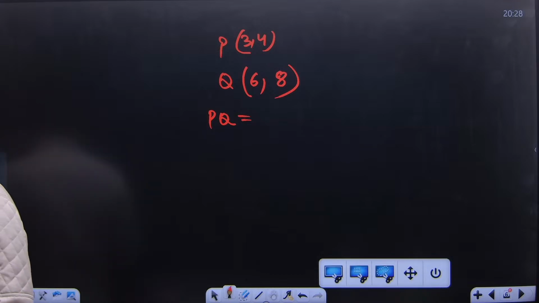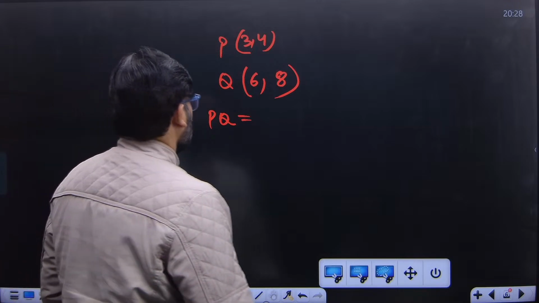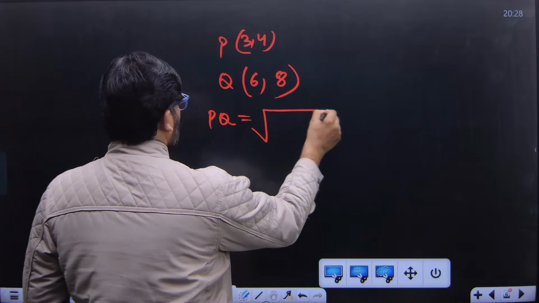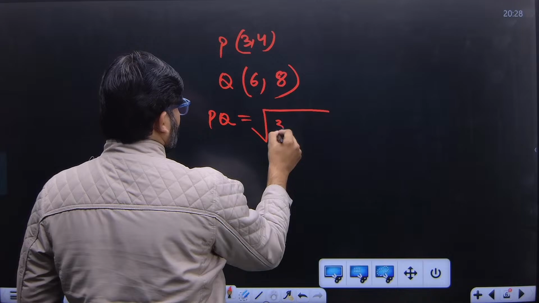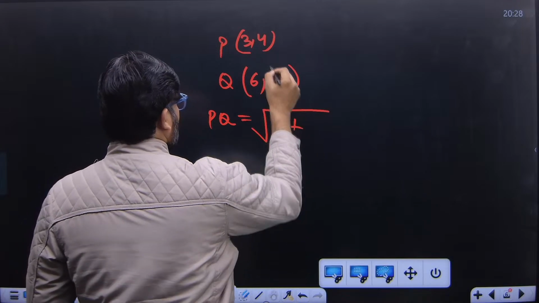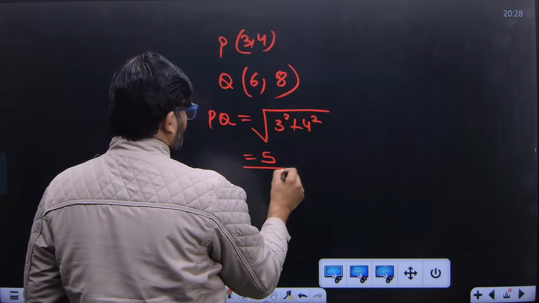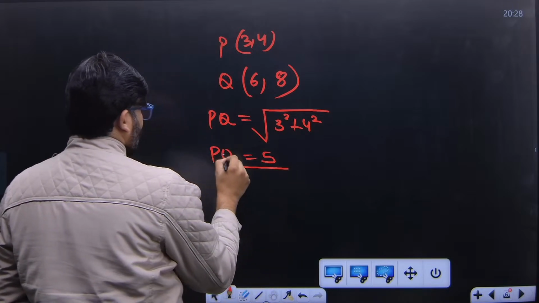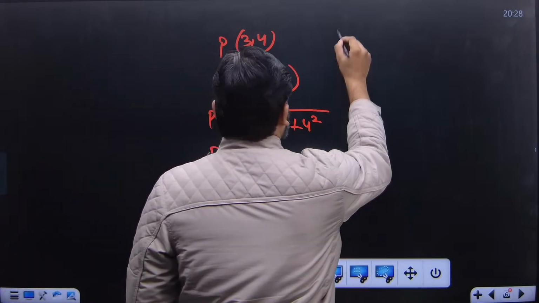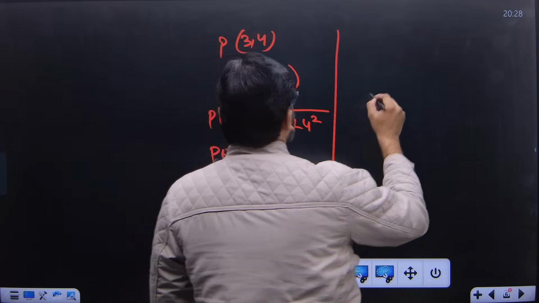Sir, 5. Wonderful. So you calculated under root of (6 minus 3), that is 3 square, and (8 minus 4) is going to be 4 square, which is equal to under root of 25, that is 5. Wonderful. Good. One more question.